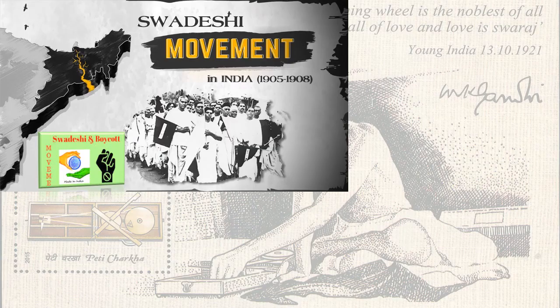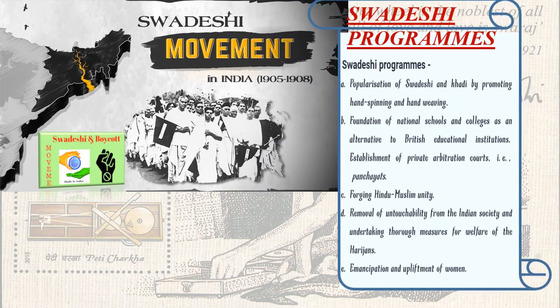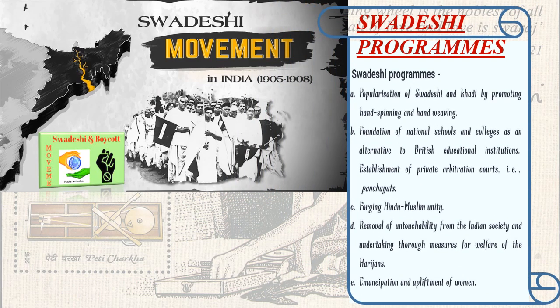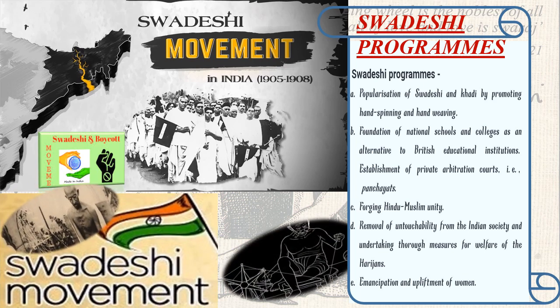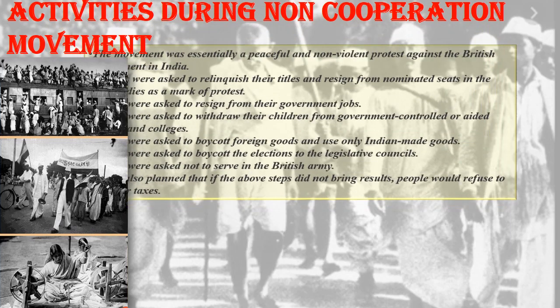People enthusiastically participated in the non-cooperation movement to popularize the use of Swadeshi and Khadi cloth, to establish national schools and colleges in India as an alternative to government schools and colleges, to unify the Hindus and the Muslims, and to work for the emancipation and upliftment of women. The Congress boycotted the elections to the legislatures. Many eminent lawyers such as Dr. Rajendra Prasad and Motilal Nehru gave up their practice.